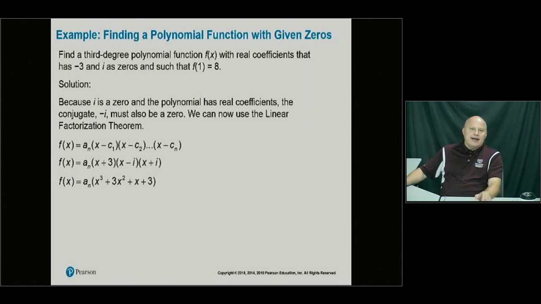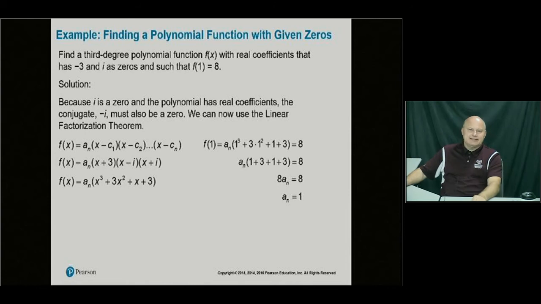So you're like, well, we haven't used that. Well, here we do. So f of 1 is equal to a sub n times that polynomial. You plug the 1 in for the x, and that should equal 8. So you do the math: 1 cubed plus 3 times 1 squared plus 1 plus 3. All that's going to equal what? 8. So you have 8 a sub n equals 8. So a sub n happens to be 1 in this case.